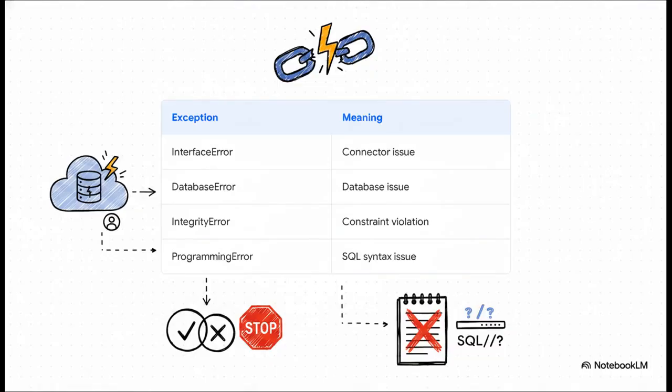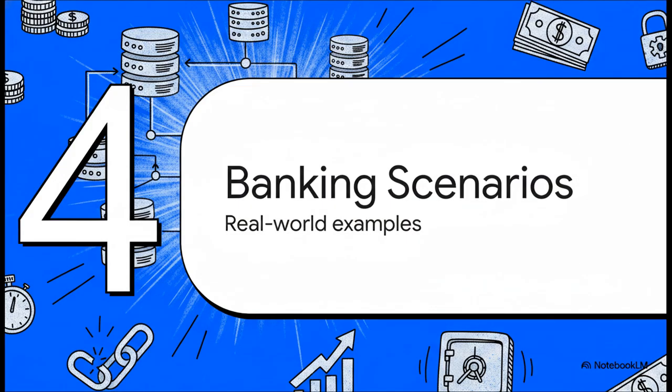Section 3. Catching specific exceptions. Now that we've got our basic shield in place, we need precision. Enterprise developers don't just throw a giant generic net over their code to catch any random error. They use precision tools. By identifying specific exception classes, you know exactly what went wrong. For instance, an interface error tells you right away there's a connector issue. A database error points directly to the database itself. An integrity error triggers for constraint violations, like if someone tries to sign up with a duplicate email. And a programming error reveals invalid SQL syntax. Catching these specific exceptions gives you exact control over the fix and dictates the exact message you send back to the user.